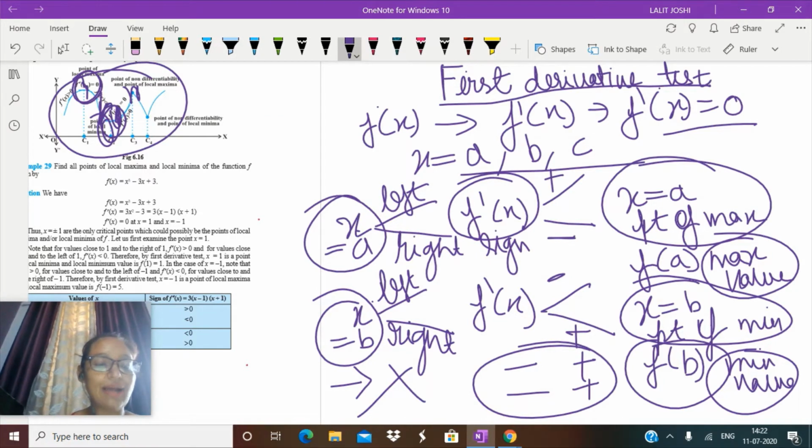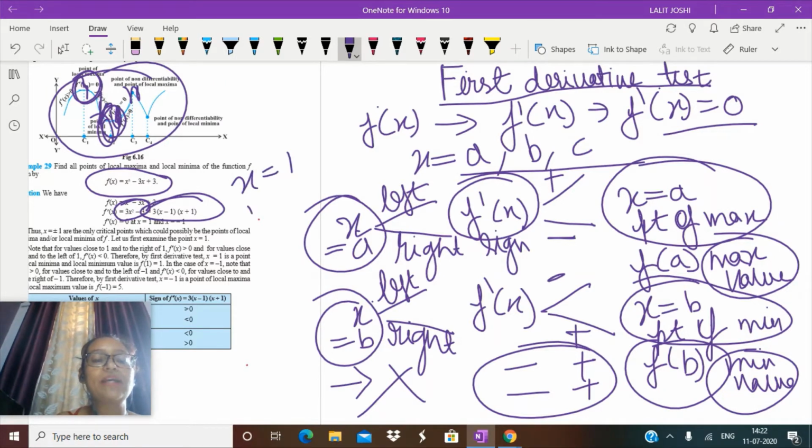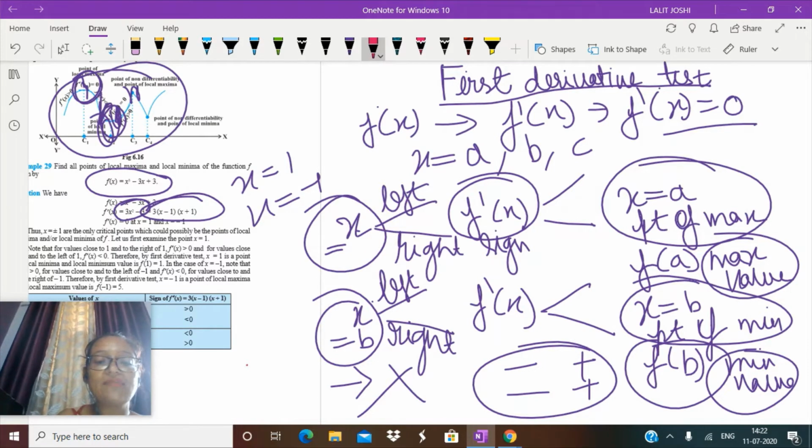I'll discuss one example with you, example 29 over here, which says f(x) is x cube minus 3x. If I differentiate, I'll get 3x square minus 3, which is 3(x minus 1)(x plus 1). So what will be the points? Plus 1 and minus 1, right? I'll move through these points and see what sign we are getting. I'll take the point as 1 first of all.